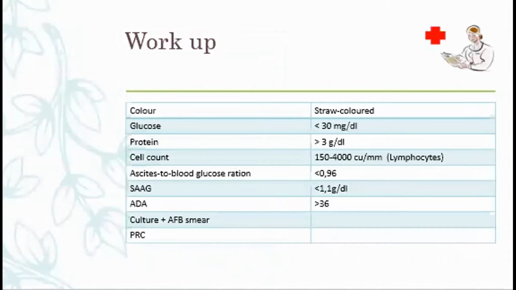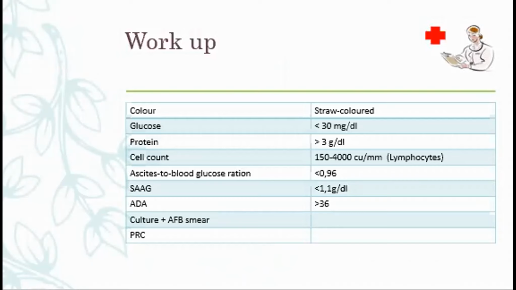So with further workup, if you're able to do a CT tap, which might be quite good to help you with your diagnosis, you look at a specific type of picture. Normally the color is straw colored with glucose less than 30 and high protein more than 3. The cell count usually is more than 1,000, but it can range from 150 to 4,000. And then you need to look at your ascites to blood glucose ratio, that's less than 1. Your serum ascites albumin gradient, that's also less than 1.1. And then your ADA, which is more than 36.